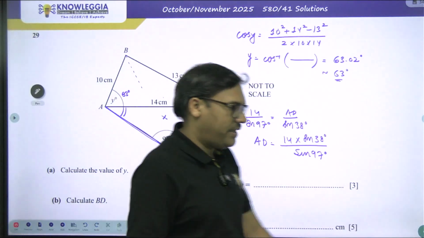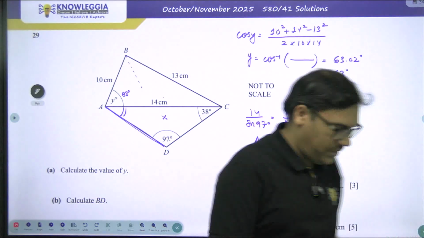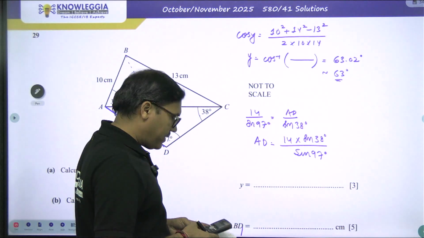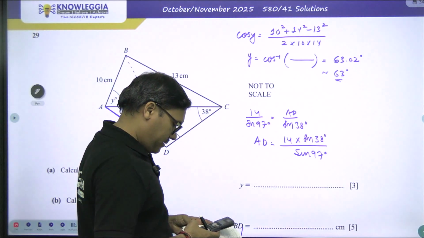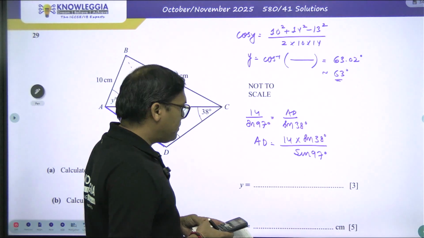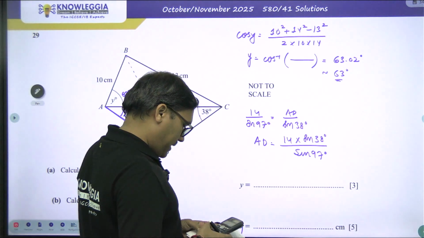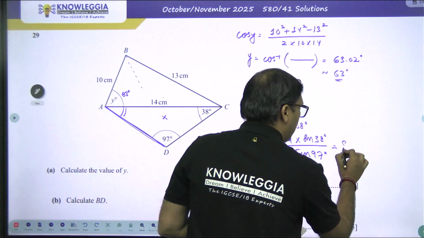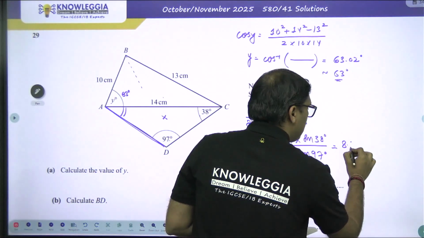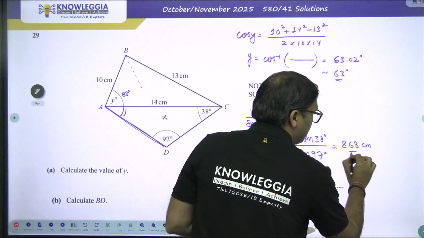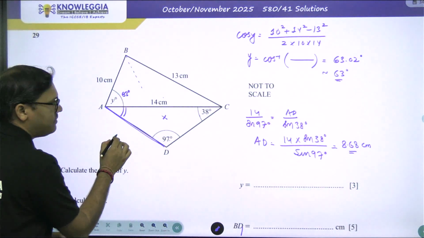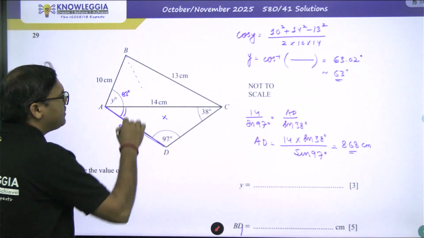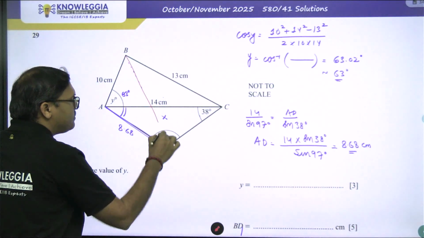So from this you can get AD. Let's see what is AD. This is 14 into sine 38 degree divided by sine 97 degree, which is equal to 8.68 centimeters. So this side is 8.68 centimeters. Now just see here, we have to find BD.